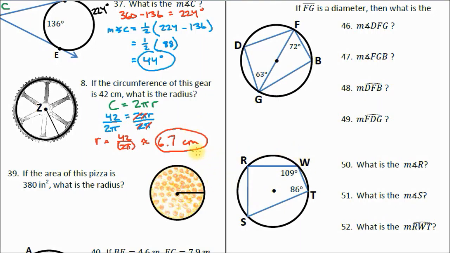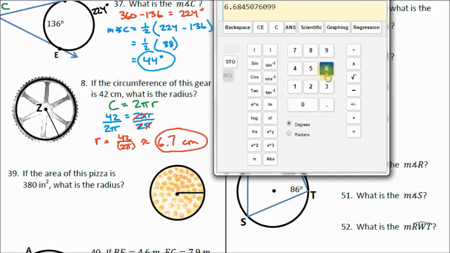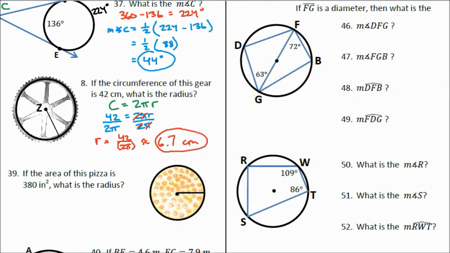You could check that answer by taking 6.7 times 2 times pi. Let's do that real quick. 6.7 times 2 times pi equals 42.09. That's pretty close to our known circumference of 42. Of course, we're going to get some rounding errors because we rounded the 6.7 for the radius.